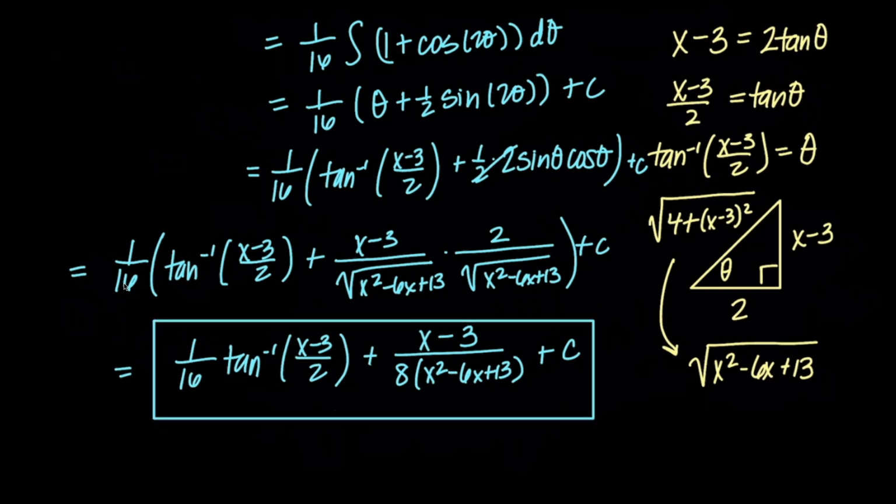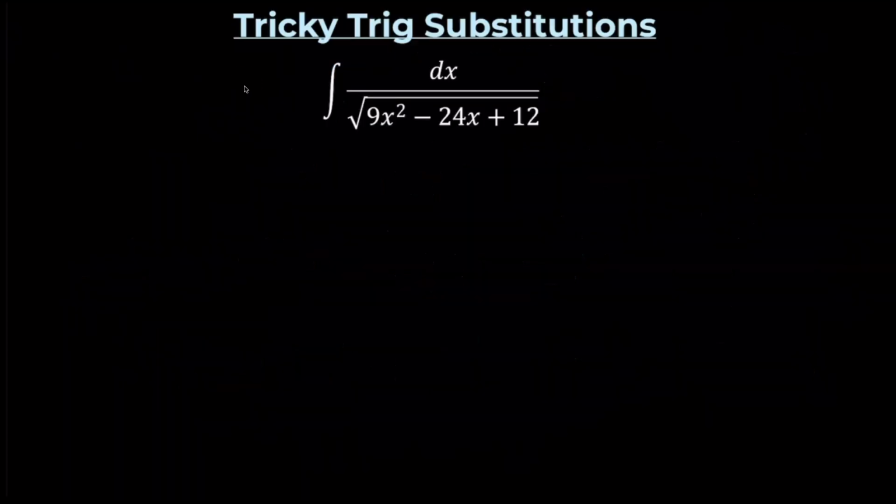Tricky trig subs. Let's look at another tricky trig sub. We have the integral of dx over the square root of 9x squared minus 24x plus 12.